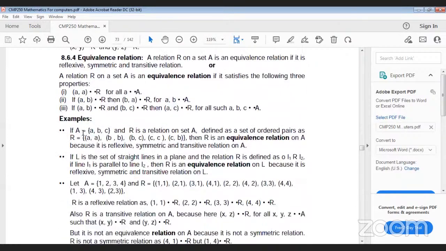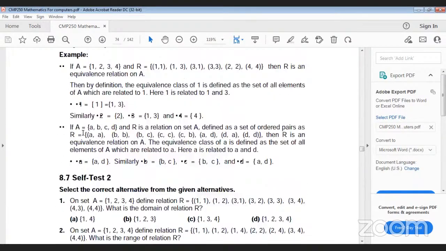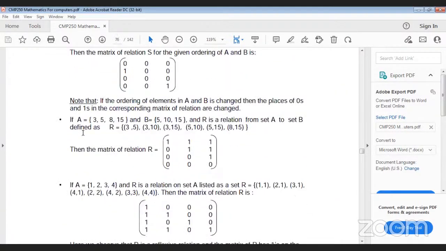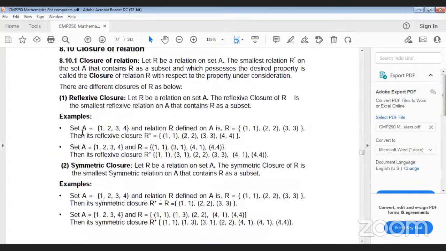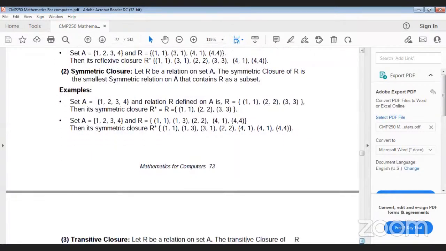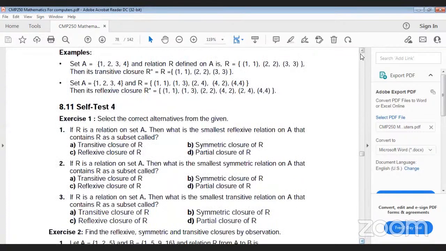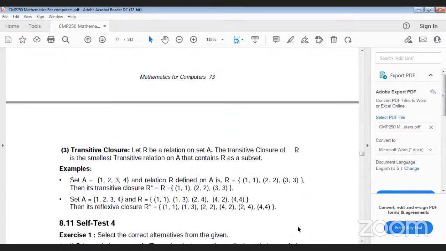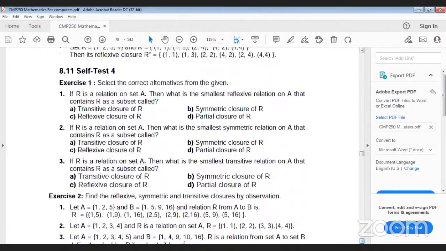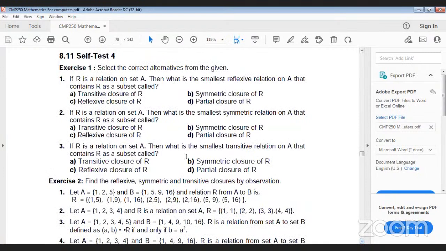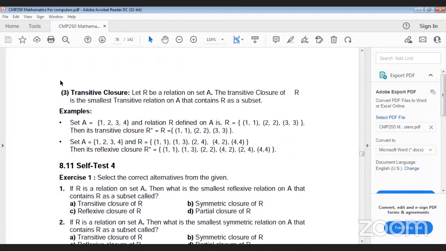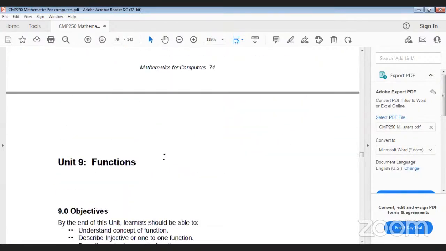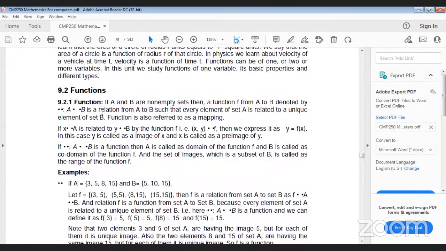So we are done with this relation unit also, right? Matrix is also done. The matrix was just a bit taken up. Closure we also discussed. What is the difference between normal reflexive relation and closure? Closure is nothing but the smallest relation of all. So we were about to start with functions then.